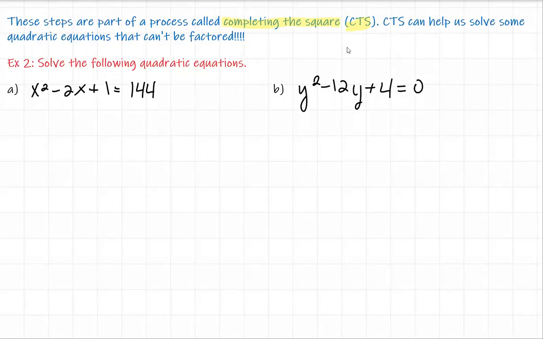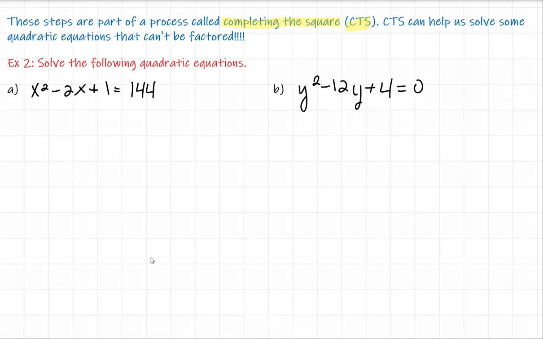CTS, completing the square, can help us solve some quadratic equations that can't be factored. For example, notice B. We're going to start with B, and then I'll show you why A is a non-example of where we don't necessarily need to use completing the square. Looking at B, can I factor this? Are there factors of 4 that add up to negative 12? Well, no, because 4 is only 1 and 4, and 2 and 2. None of these are going to give us negative 12. So I can't factor this, which means I need a new method. This is where completing the square is going to help us.